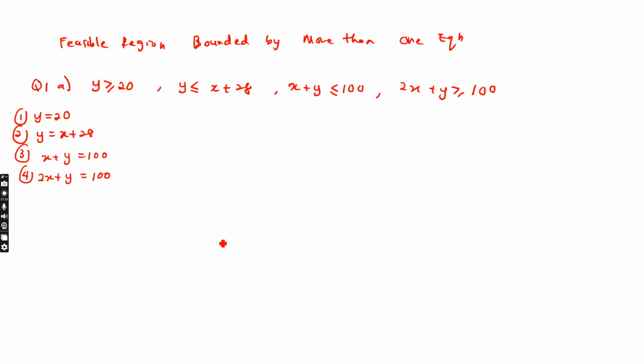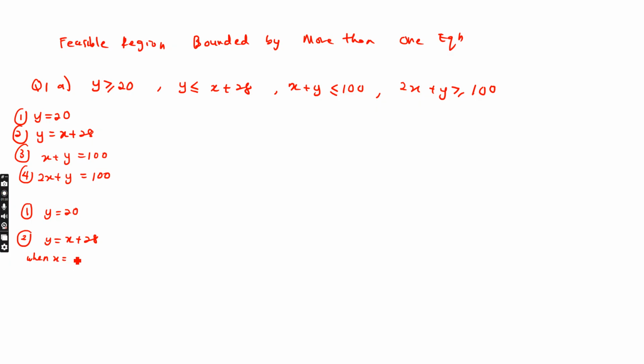Remember, when we want to draw a linear graph, we need to find 2 coordinates. So for each of these equations, we need to find 2 coordinates. The first one is y equal to 20. Do we need to find coordinates for this one? No need. You just draw a straight line, y equal to 20. Okay, the next one, the second one, is y equal to x plus 28. So how do we find the coordinates?